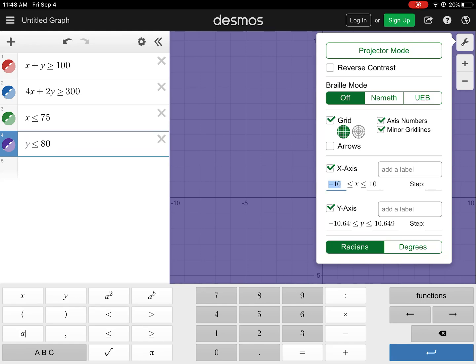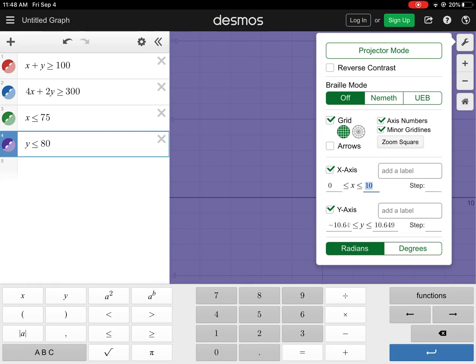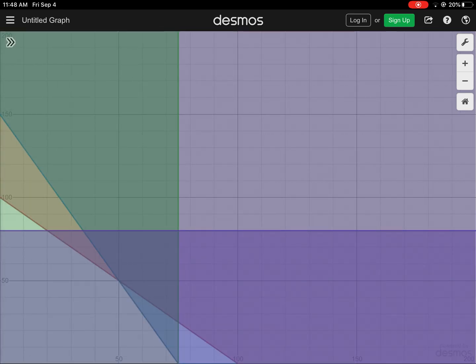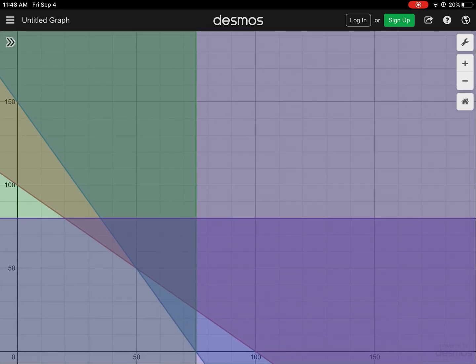and we're going to let x go from 0 to, let's say, 200. And I'm going to do the same thing for y. Okay, so we have a feasible region here, and you may notice the little four-sided shape, that's the darkest shape of all the shaded regions. So I'm going to identify the corners now.